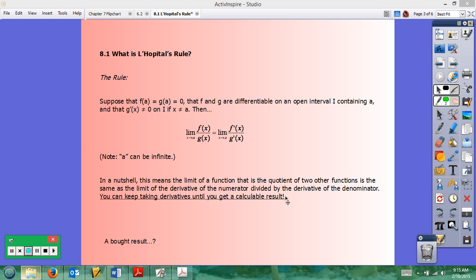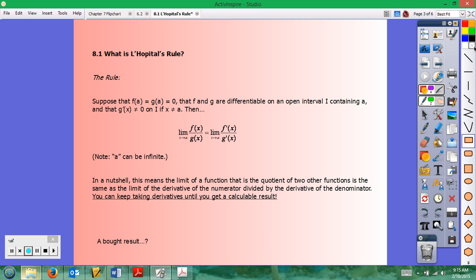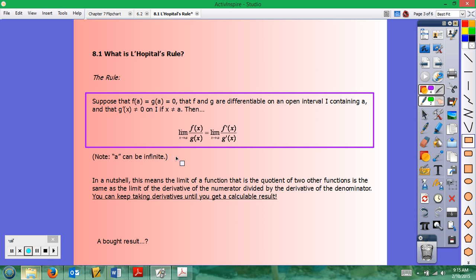So we're going to cut to the chase here and just give you the rule, and it's right in front of you here. Let me highlight it. It is this right here. Okay, so suppose that f of a equals g of a equals 0. So we have two function values that are equal to 0, two different functions, but we're looking at a quotient of those functions. Suppose they're differentiable on an open interval containing a. So in the neighborhood nearby, it's a nice smooth curve. And suppose that g prime does not equal 0, i.e. the derivative of the bottom does not equal 0.